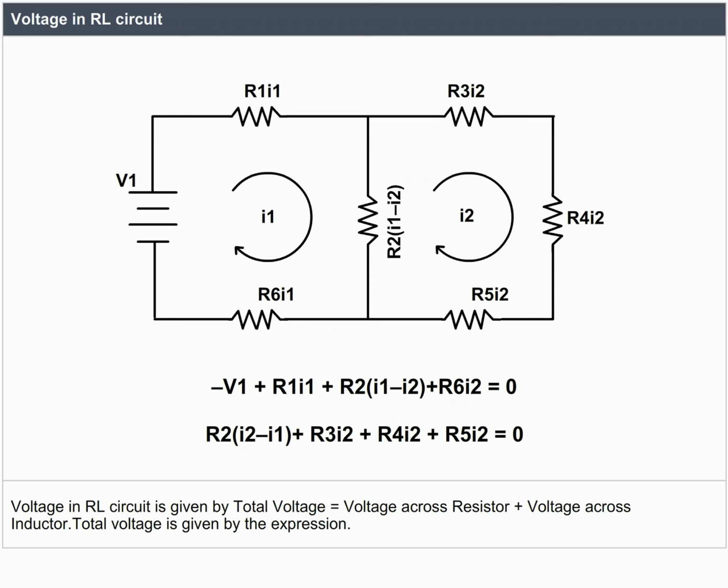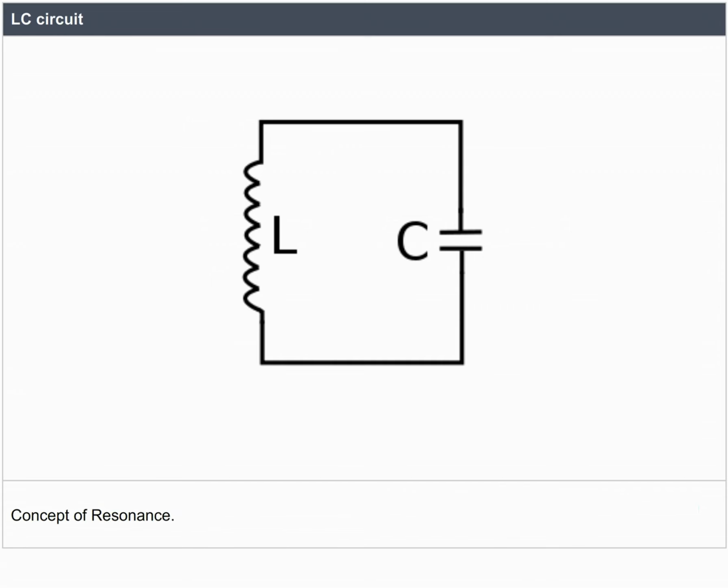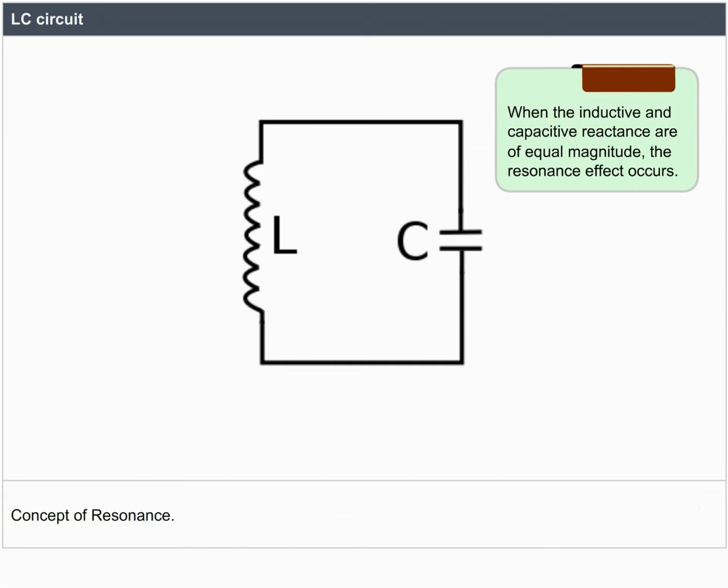LC circuit. LC circuits are also known as resonant circuits, tank circuits, or tuned circuits. This circuit acts as an electric resonator, storing energy oscillating at the circuit's resonant frequency. Concept of resonance: when the inductive and capacitive reactance are of equal magnitude, the resonance effect occurs.